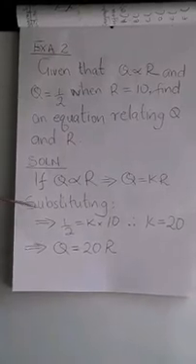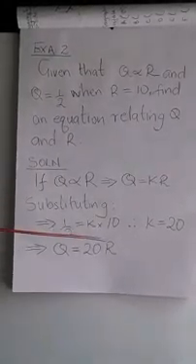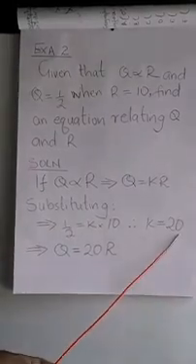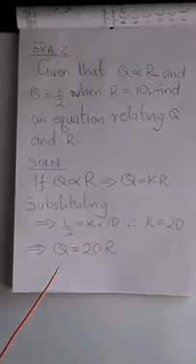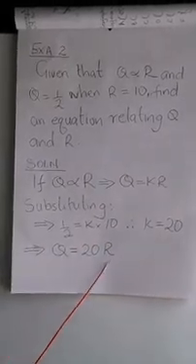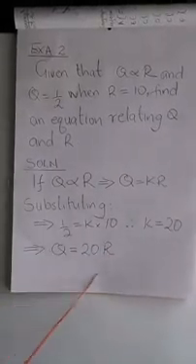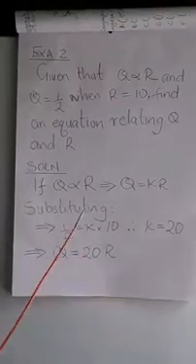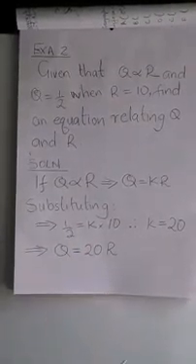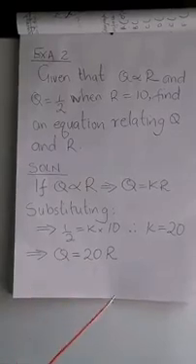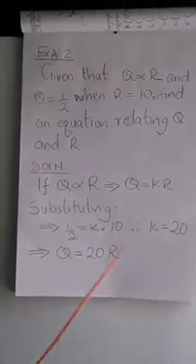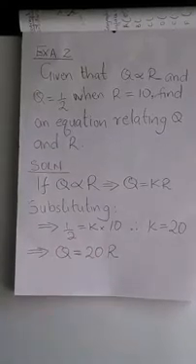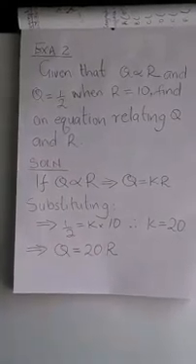Substituting the values given for Q as a half and R as 10, we find that K is 20. So writing 20 where we had introduced K, we find that Q equals 20R. This is the equation relating them. So to find the equation relating two variables, or any variables, you have to look for the numerical value of K, so that now you substitute and write the equation relating the two.